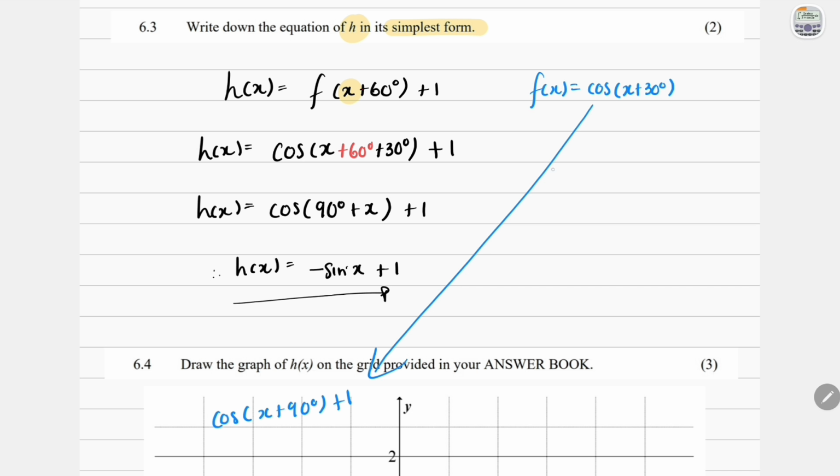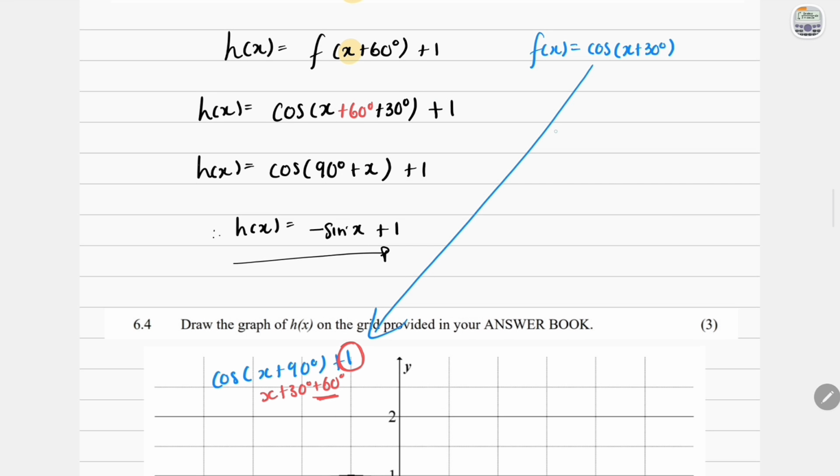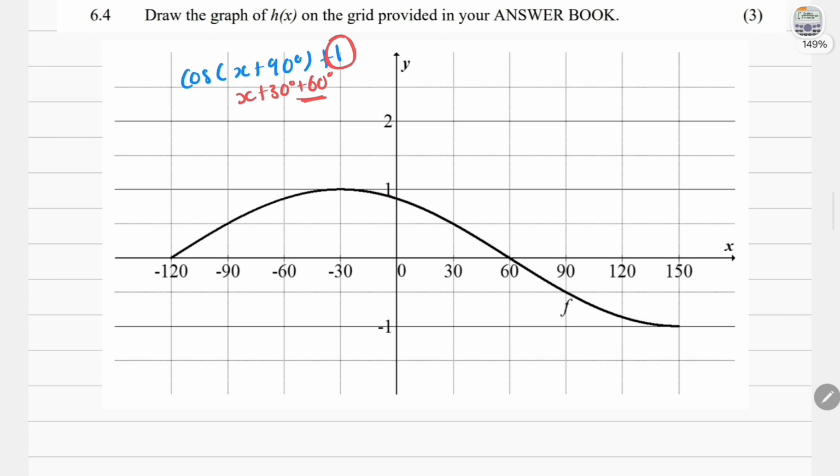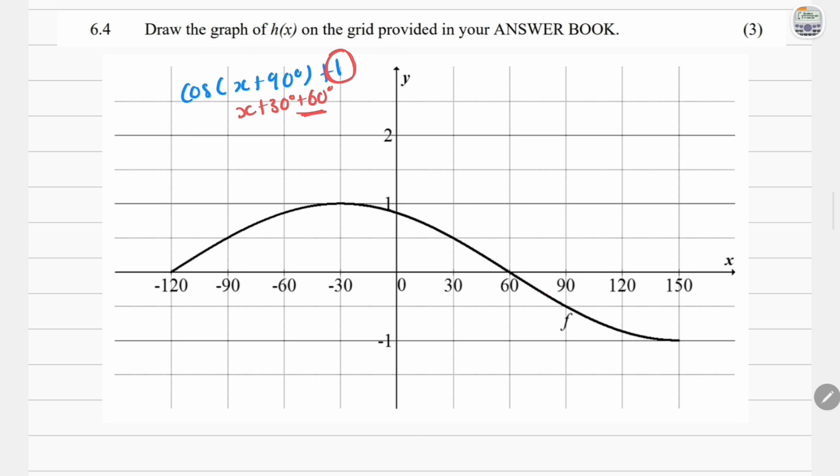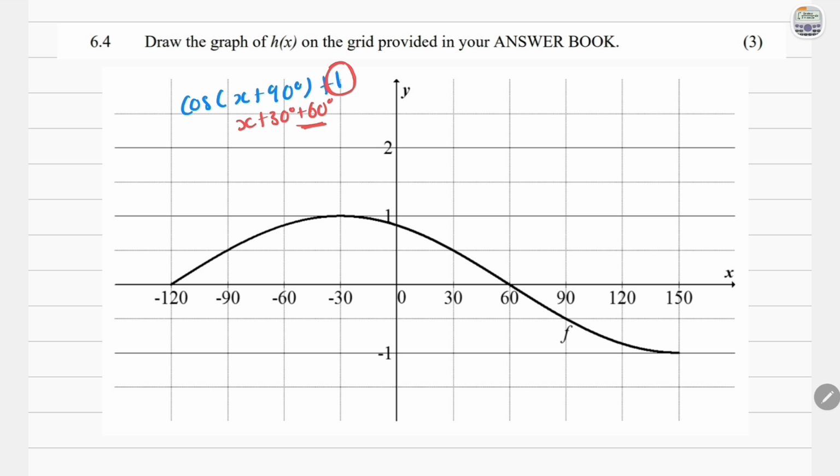What happened? How did we get from this to this? Well, you can first see that we added 60 degrees, so we had x plus 30 degrees, and then we said plus 60 degrees. So we're shifting this graph 60 degrees to the left. And then we added a 1. So you can see what is going on here. All we have to do is think about what that would look like with this graph. If this is the graph that we have, let's mark out those important points. We need to make sure that this graph moves 60 degrees to the left and 1 unit up, and that's all we need to do.